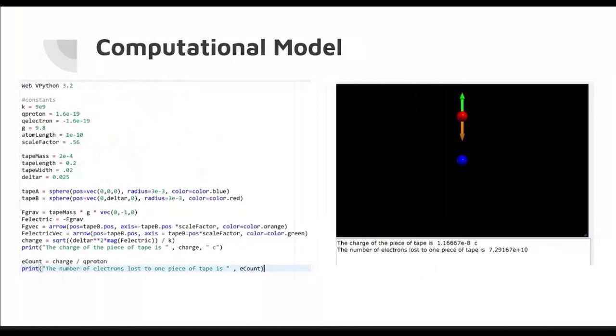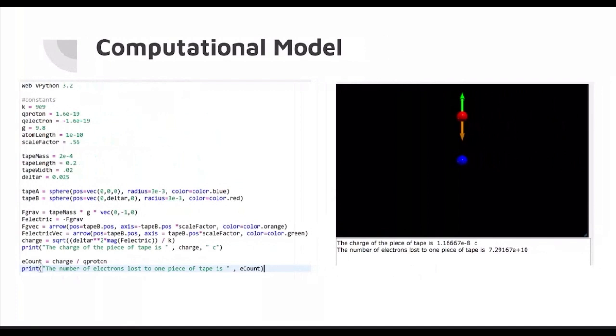And as we can see in the computational model, K is equal to 9 times 10 to the 9, the charge of a proton is 1.6 times 10 to the negative 19. Charge of an electron is the exact same but negative. And we can see that for tape A, which is denoted by the blue ball, the force of gravity is pointing downwards, because gravity always points down. And we can see that the electrical force is pointing in the opposite direction of gravity. And we can see this because they both cancel out, meaning that they're the exact same magnitude.